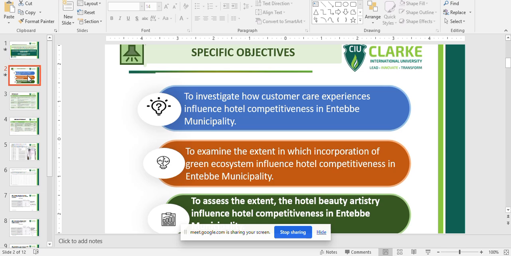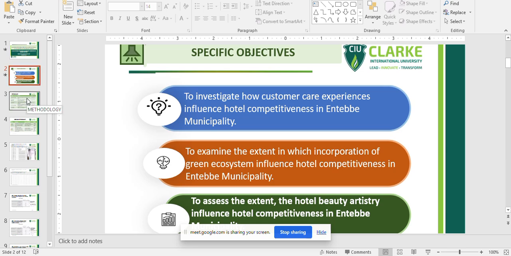Entebbe municipality. So from these objectives, the study focused on examining customer care experience and how it influences hotel competitiveness. Then also in the second objective, the study had to examine incorporation of green ecosystem and how it influences hotel competitiveness. And the third objective was particularly focused on the hotel beauty artistry and how it influences hotel competitiveness.